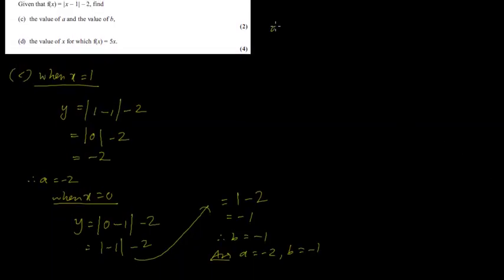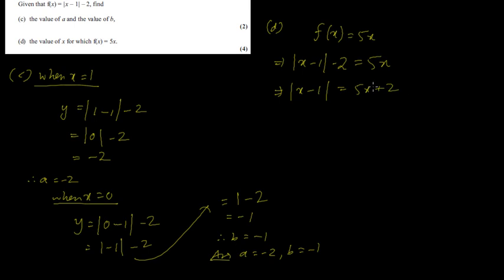Question number D is solving the equation. So you have f(x) equals 5x. So f(x) is |x minus 1| minus 2 equals 5x. Now when you have to solve a modulus function, the most important thing is to put everything that is outside the modulus on one side. So |x minus 1| equals 5x plus 2.